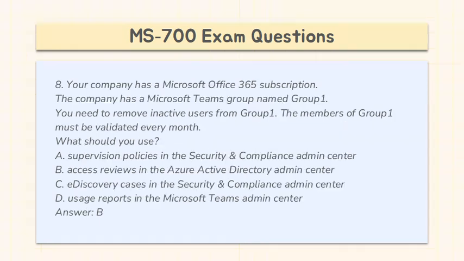8. You have a Microsoft Office 365 subscription that contains a user named User 1. You need to ensure that User 1 can view analytics and reports in the Microsoft Teams Admin Center. The solution must use the principle of least privilege. Which role should you assign to User 1? A. Teams Communications Support Specialist. B. Skype for Business Administrator. C. Global Reader. D. Global Administrator. Answer. B.